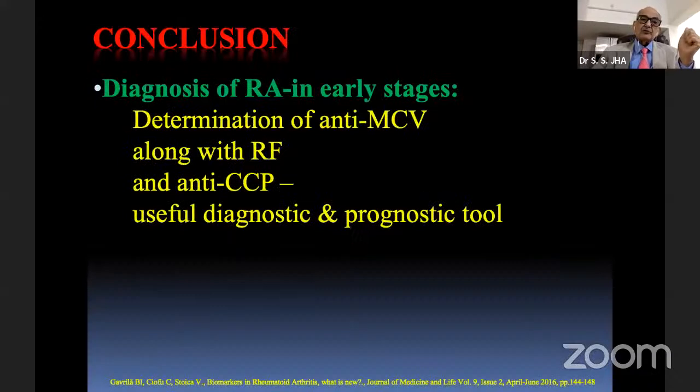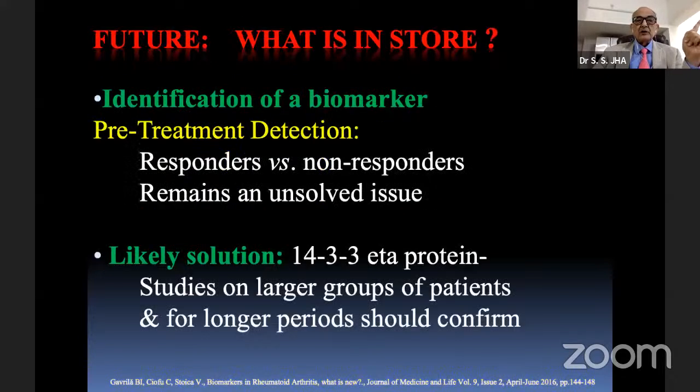So friends, I would like to conclude that for diagnosis of rheumatoid arthritis in early stages, we should try to find out if other factors are not present, determination of anti-MCV along with rheumatoid factor and anti-CCP. This is a useful diagnostic and prognostic tool. Now, what future has in store if we can identify a biomarker for pre-treatment detection of responder versus non-responder? This is an unsolved issue, but there could be a likely solution if 14-3-3 eta protein can be extensively studied.